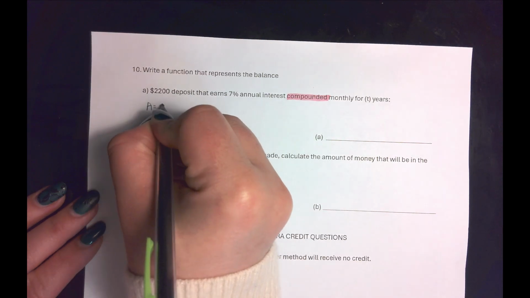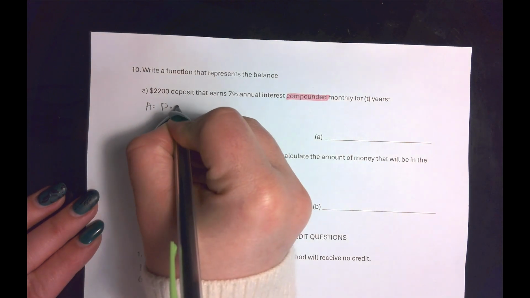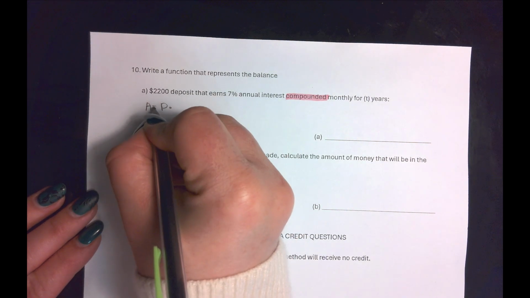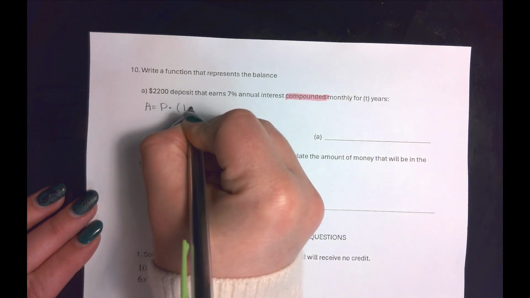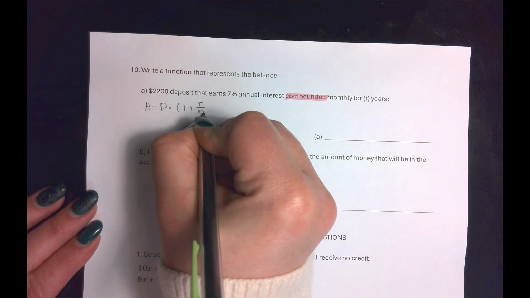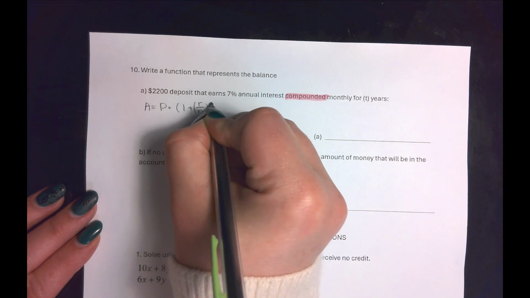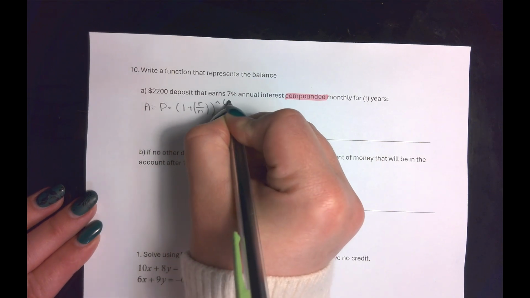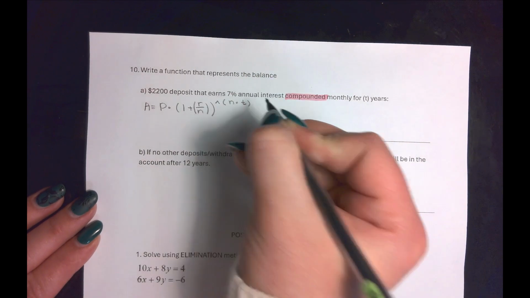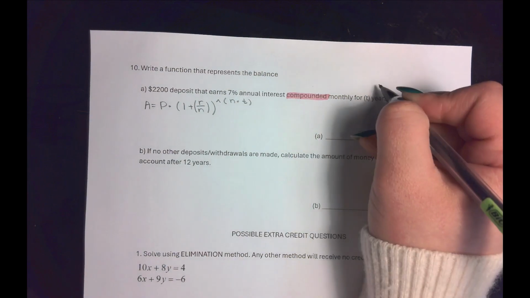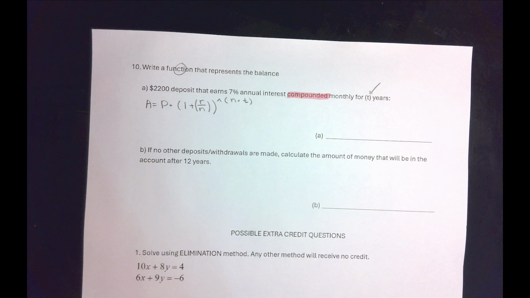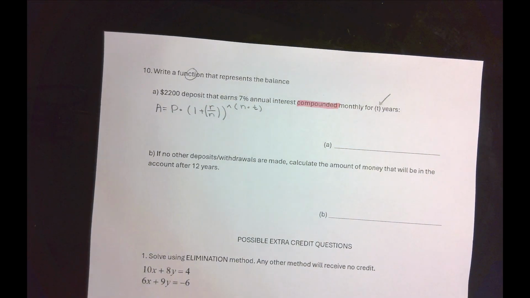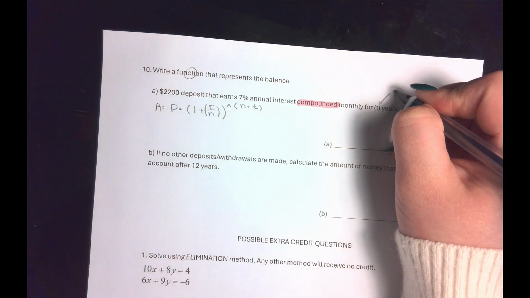A times P times, or I guess not times P, let's try this again. A equals P times 1 plus R over N, we're going to put that in parentheses, raised to the N times T power. So they want a function, so they want an equation with T. So they're not telling us the amount of time that has passed. They're telling us we want to keep it as T.